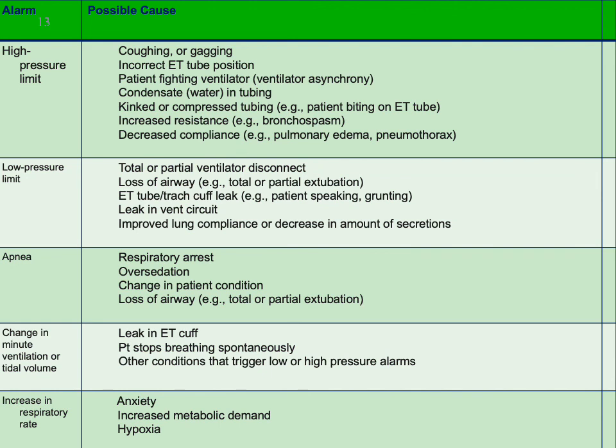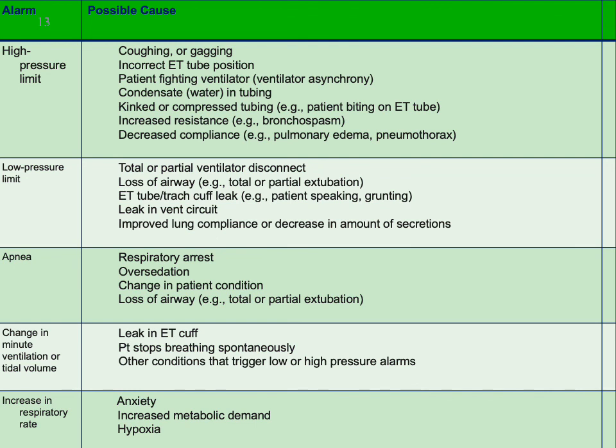The next alarm would be increase in respiratory rate. Some of the things that might cause a patient's respiratory rate to increase would be anxiety, increased metabolic demand, as well as hypoxia. The nursing interventions for that include reassuring the patient that you're there and you're going to try to provide the best possible care. You would assess their vital signs, the temperature, the pulse oximetry, cardiac rhythm.